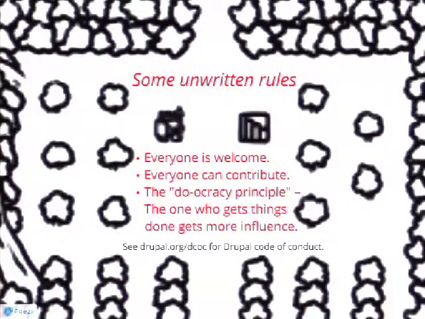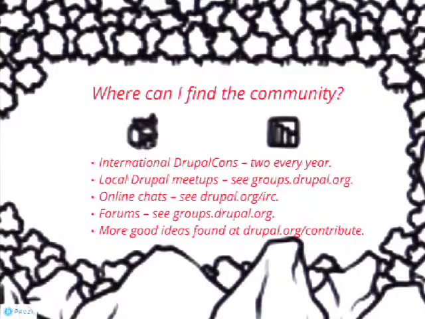If you're interested in more things about the Drupal community and some written rules about the Drupal community, then you can go to drupal.org/DCOC, Drupal Code of Conduct, for some more information. Basically, it says that we should be considerate. If you want to know more about the Drupal community and getting involved in some way, then Drupal conferences like this one is a really good place.